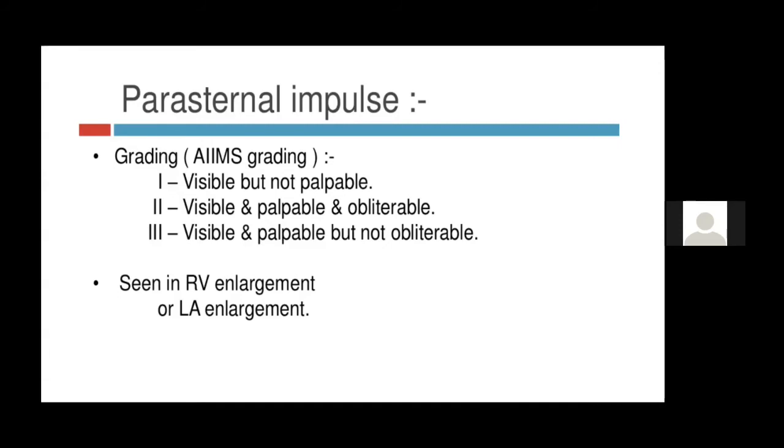However, grade 2 is visible and palpable, and it is usually obliterable. When you keep your ulnar border or the pulp of the hand, it is palpable and you will be able to obliterate it by some force. If it is grade 3, it is palpable but not obliterable even with the full force of the hand. It is usually seen in patients with right ventricular hypertrophy.